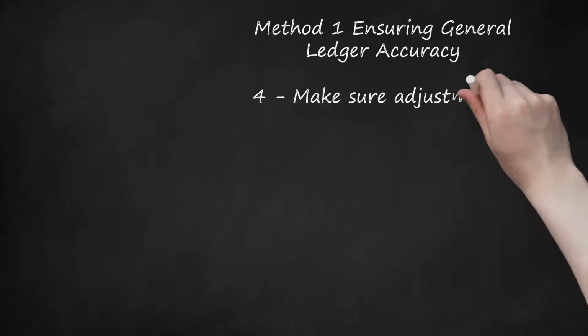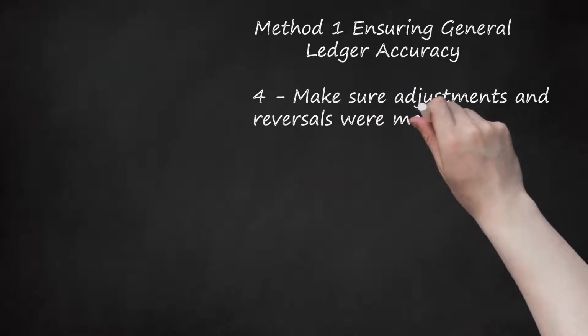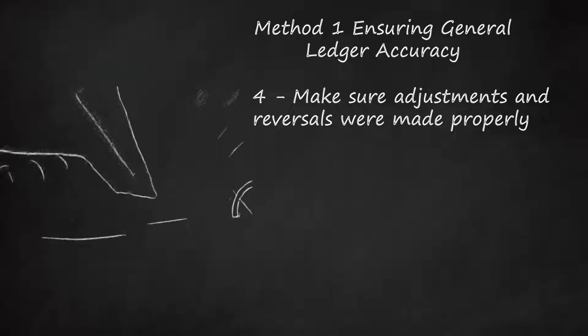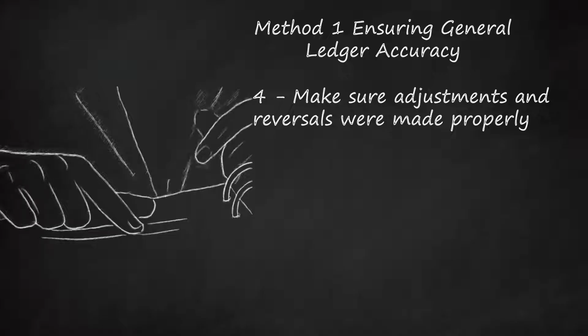4. Make sure adjustments and reversals were made properly. Adjustments, which are usually used to comply with accrual accounting standards, and reversals, which change entries made in the previous period, can both cause accounts to be imbalanced if they are not implemented properly. With adjustments, it is important to check that they were recorded under the right circumstances, for example, that an adjustment accounting for services billed but not earned was actually necessary under the circumstances.